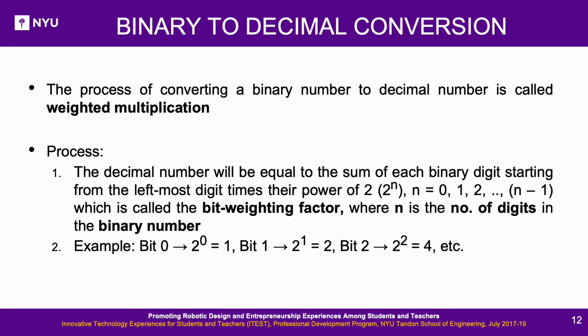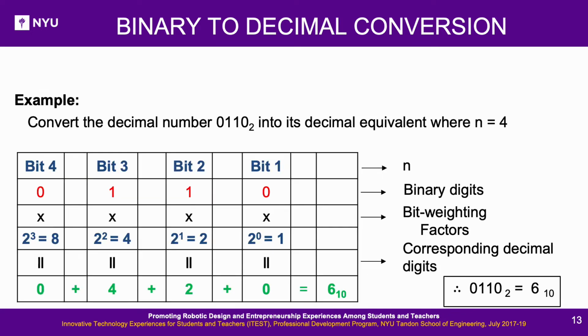the binary number. Example: bit 0 equals 2 power 0 equals 1, bit 1 equals 2 power 1 equals 2, bit 2 equals 2 power 2 equals 4, and so on. Example: convert the binary number 0110 into its decimal equivalent, where n equals 4.